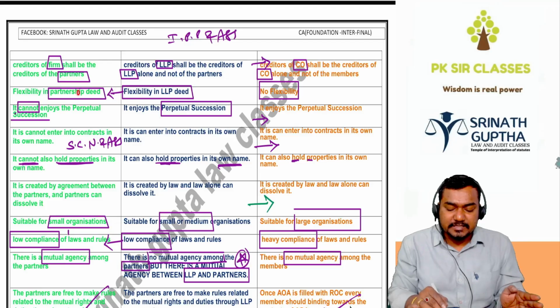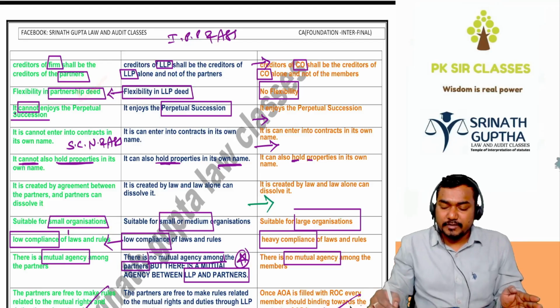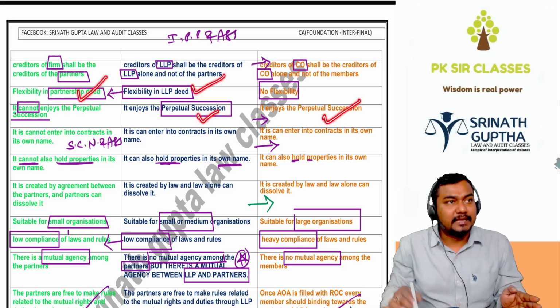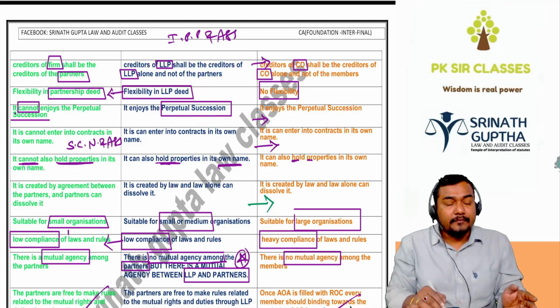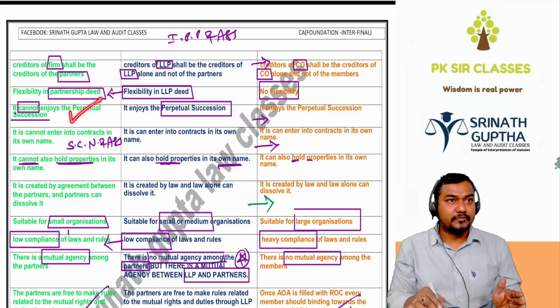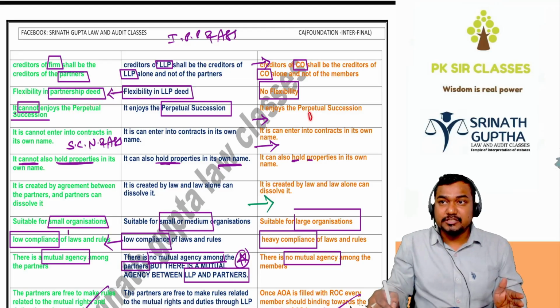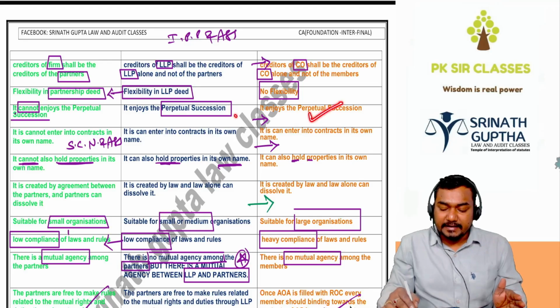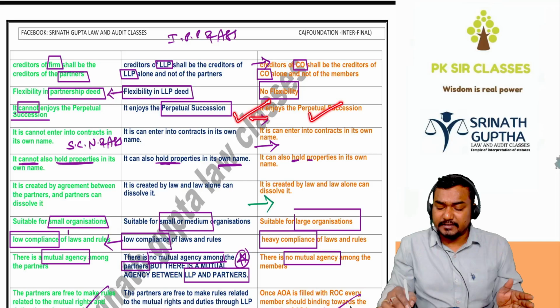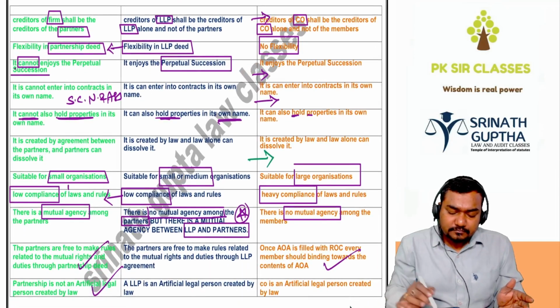And there is flexibility in the partnership deed. There is no flexibility in the MOA, AOA, and there is flexibility in the LLP deed. And for admission, retirement, death of the partner, the firm will be affected. It cannot enjoy perpetual existence, but LLP can enjoy perpetual existence because LLP is different, partner is also different. We have taken this feature from the company.